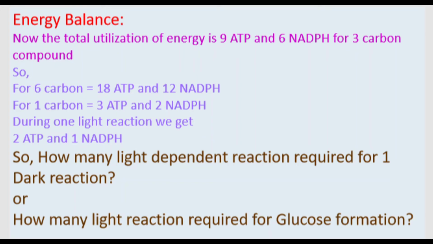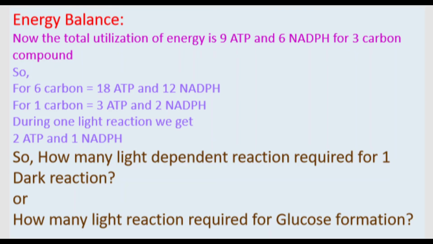What do we actually get from the light reaction? This ATP and NADPH utilize the energy which is produced during the light reaction. Now what do we get during the light reaction, because we need 18 ATP molecules and 12 NADPH molecules for 1 glucose molecule. 1 NADPH is equal to 3 ATP molecules. If we calculate the total amount of ATP, direct or indirect, it is different.